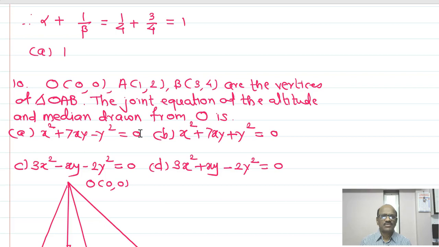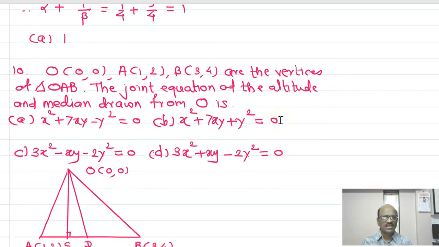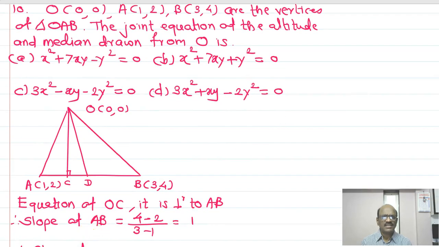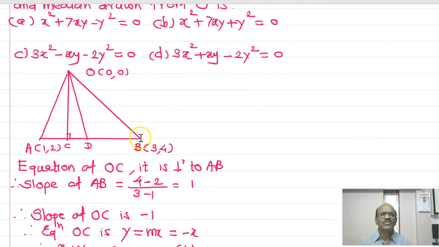For the next, from the straight line, O is the origin, A is (1, 2), B is (3, 4), the vertices of the triangle OAB. The joint equation of the altitude and the median drawn from O is. Now see here. Now see, this is the origin, A vertex and B vertex. Now we want to find the altitude, that is OC, and the equation of the median, that is OD. Now the equation of OC is perpendicular to AB.